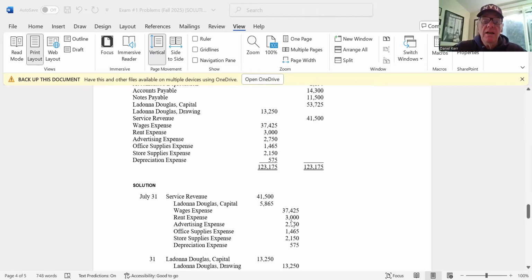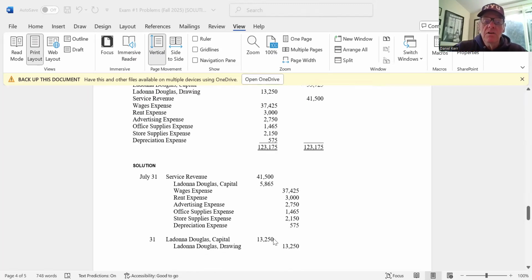The first entry was to close out the revenues and expenses. So you debit the revenue account for 41.5. You credit all the individual expense accounts. Okay, some of you had these reversed.